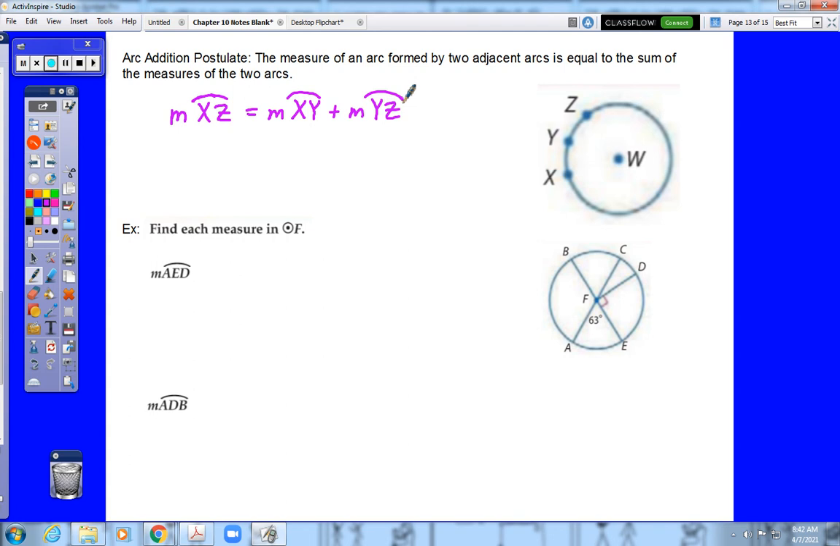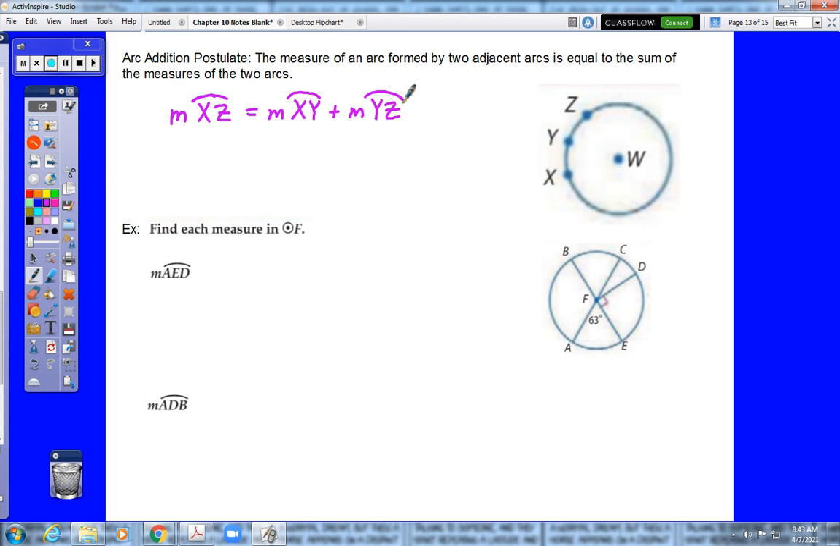If we have two adjacent arcs and we add them together, we get a bigger arc. Same exact thing we did with segments and angles all the way back in Chapter 2 in September. Fun times. Okay, we're going to do some examples with that. Now, here's a big hint for doing these kinds of problems. Before you even look at which arcs you need, find all of the central angles. Do that first. That will greatly help later.